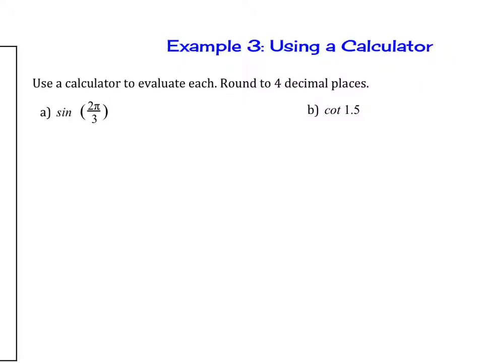Example 3, we're going to use a calculator. Use a calculator to evaluate each, rounding to 4 decimal places. A couple things you need to know: number 1, notice that we have 2 pi over 3 and 1.5. Make sure your calculator is set to radians. That is number 1. And then knowing that, we know sine, cosine, and tangent.